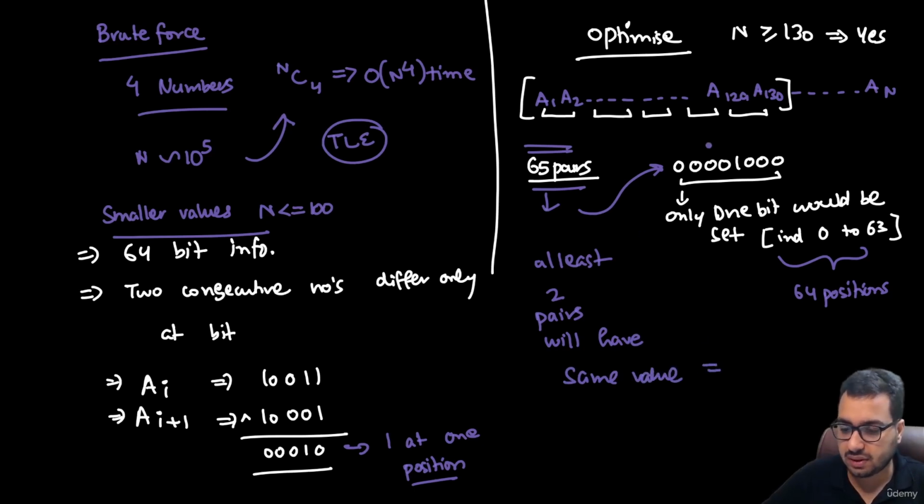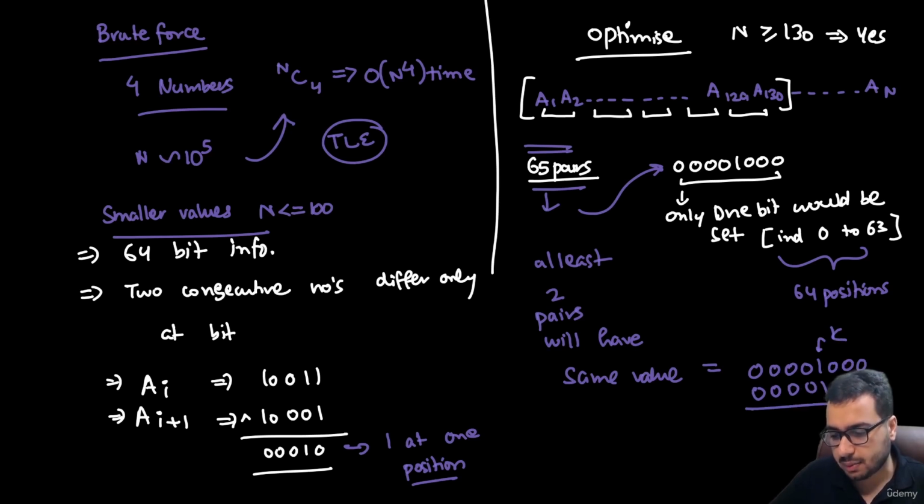Let us assume the value is this much. That means if one of the pairs has a bit at some kth position, there must be one more pair which has a bit at the same position. At least two pairs will have the same value, because all the pairs are of the form in which all the positions contain a 0 except one position, which contains 1. Since there are only 64 positions for the 1 but we have 65 such pairs, two pairs will have the same value, that is, the set bit at the same position.